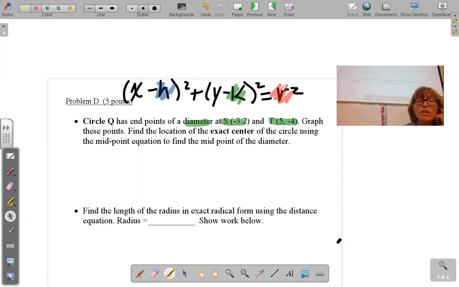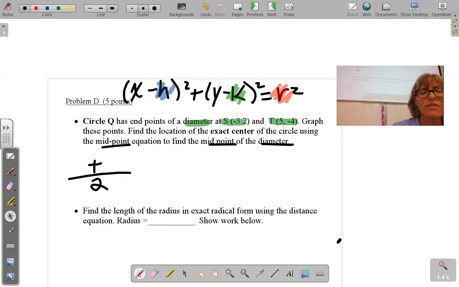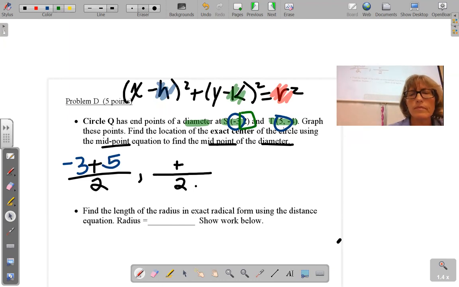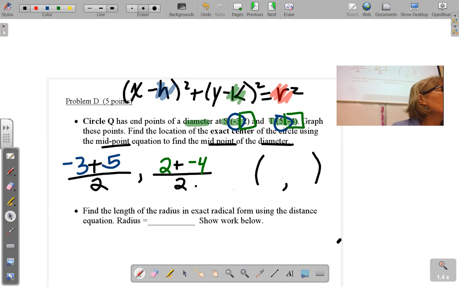Abby, at this moment, do we have either? No. Okay. What is the first thing I asked you to do? Find the midpoint of the diameter. Okay, so midpoint is add the x's, divide by 2, add the y's, divide by 2. So let's do that. Find those coordinates.